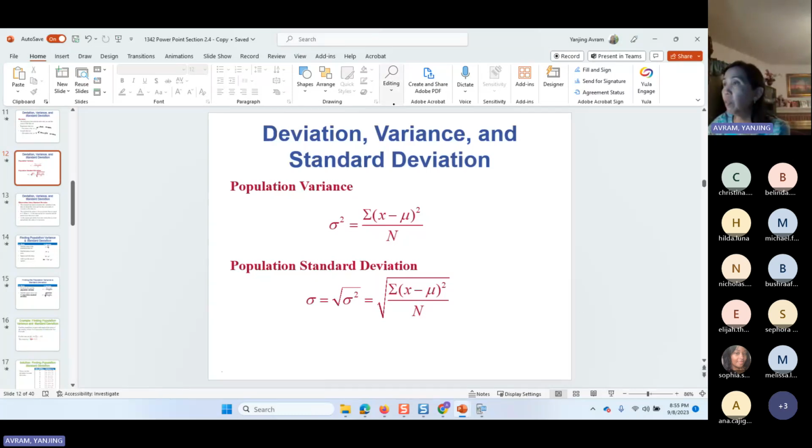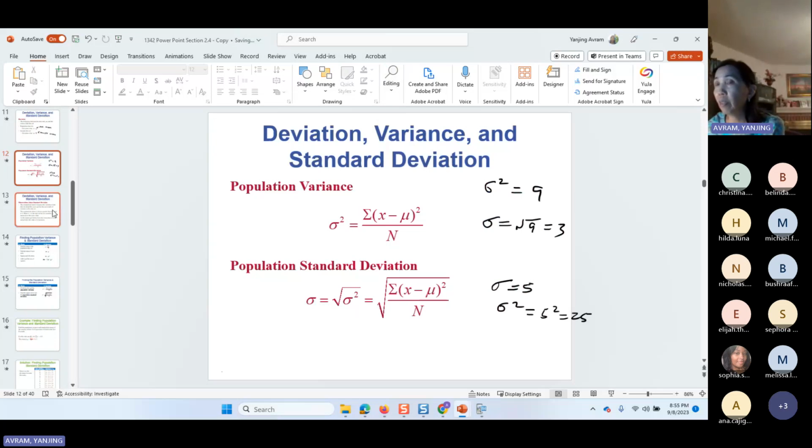So if I give you the variance equal to 9, you can find the standard deviation by taking the square root on both sides. So your standard deviation will be 3. If I give you the standard deviation equal to 5, you can find the variance because you just square both sides. So variance will be 25. If you know one, you can calculate the other one really quick.